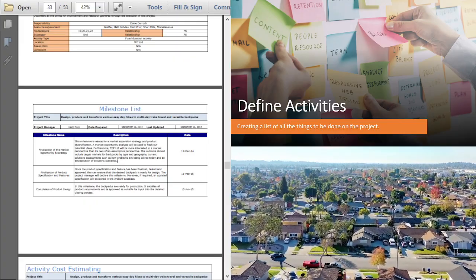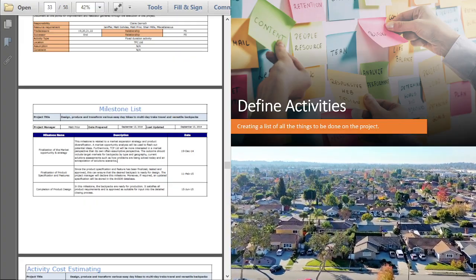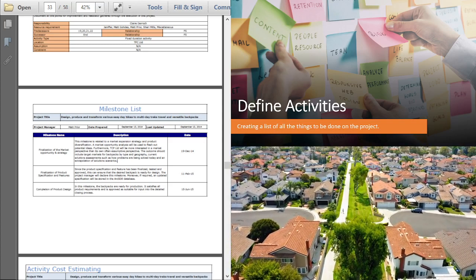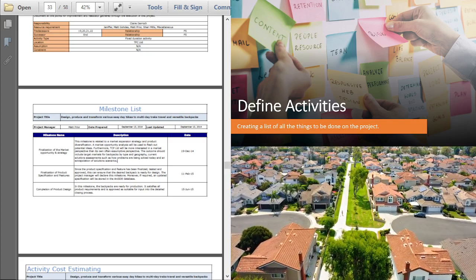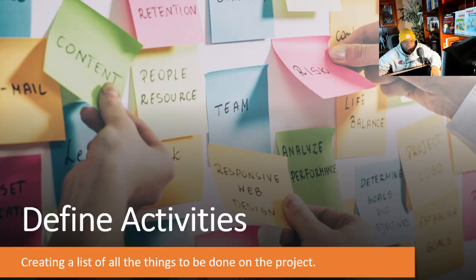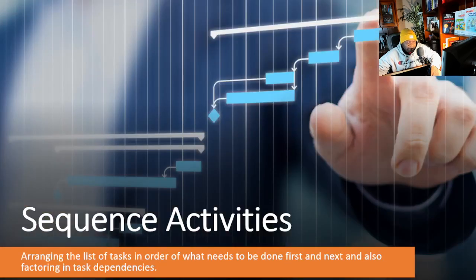So now we're going into the processes that we've already looked at within our Microsoft Project schedule. We define the activities, and that is creating a list of all the things to be done on the project. This is what we did in Microsoft Project, right? Define the activities. Next, we sequence the activities. We put them in the logical order of occurrence. It says arranging the list of tasks in order of what needs to be done first and next, and also factoring in task dependencies.